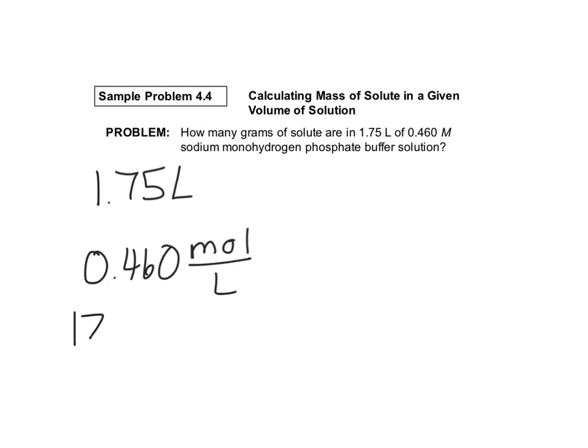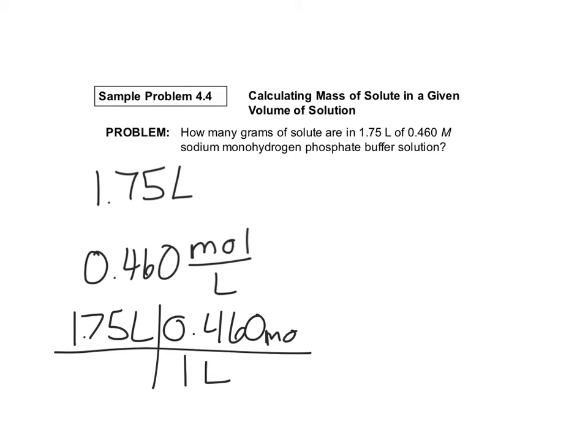I'm going to start my T with my 1.75 liters. And the molarity tells me that in 1 liter, I have 0.460 moles. So let's see how many moles I have. 1.75 times 0.46. I have 0.805 moles of sodium monohydrogen phosphate. Now, how am I going to convert from moles to grams? I need the molar mass.